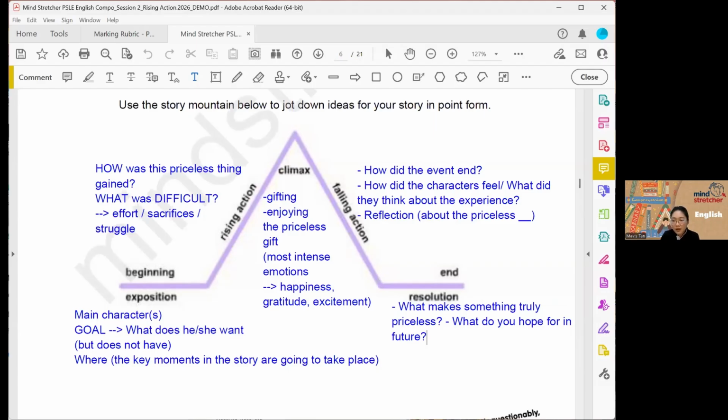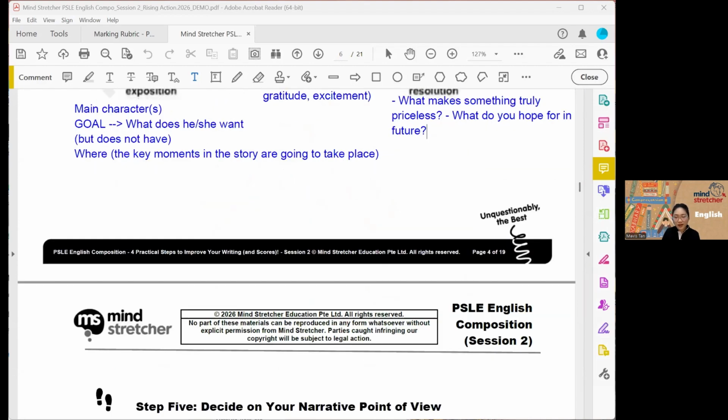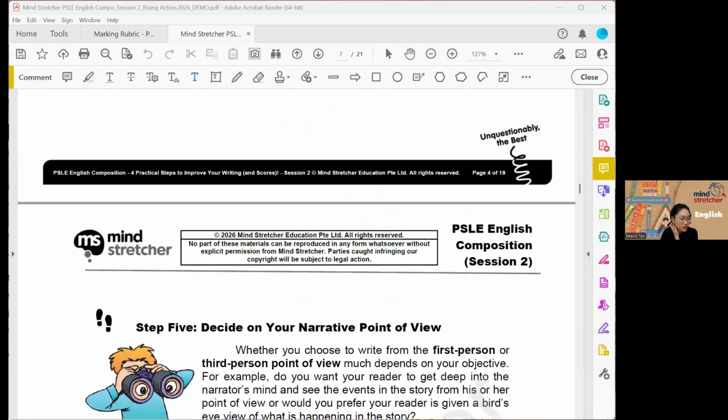Okay, let me pause here for a moment. Some people are asking, so just now who was the student who asked? To the main character, is the main character the one receiving the present or the item or the priceless thing? Okay, so we are looking at narrative point of view.